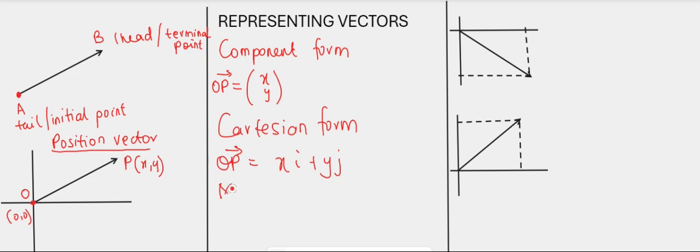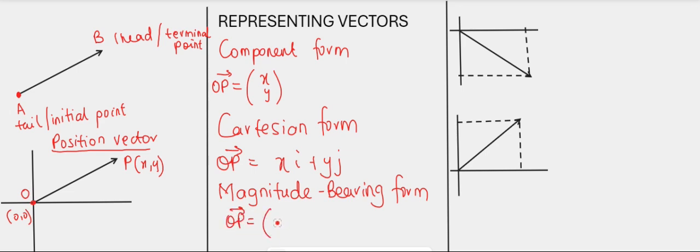Then we can also write this in magnitude bearing form. We can have our vector OP written as magnitude r and then bearing theta. All right, magnitude bearing form.